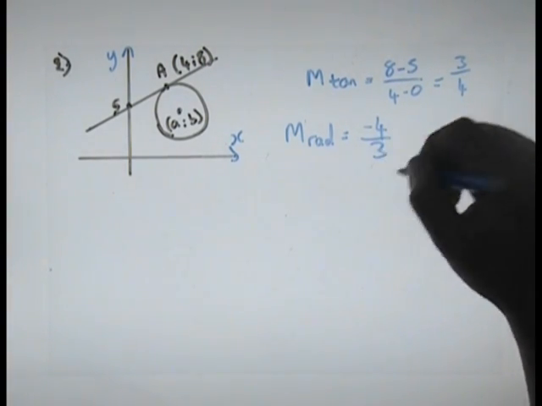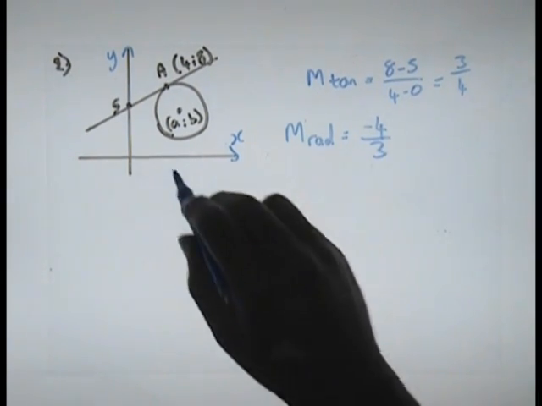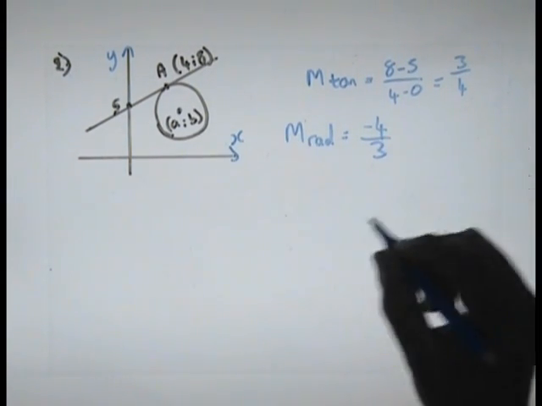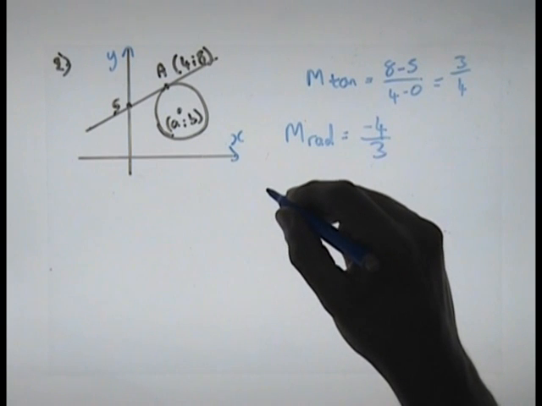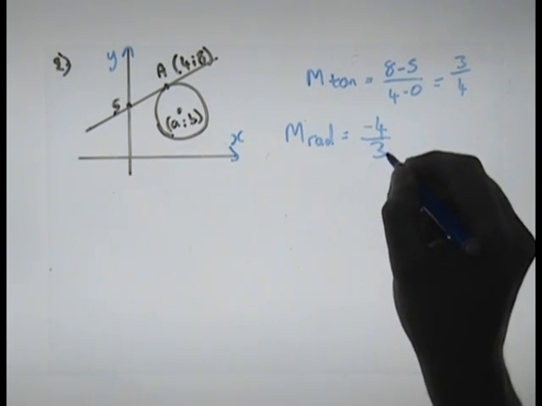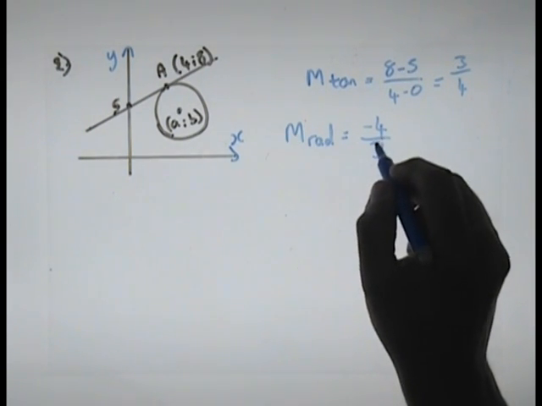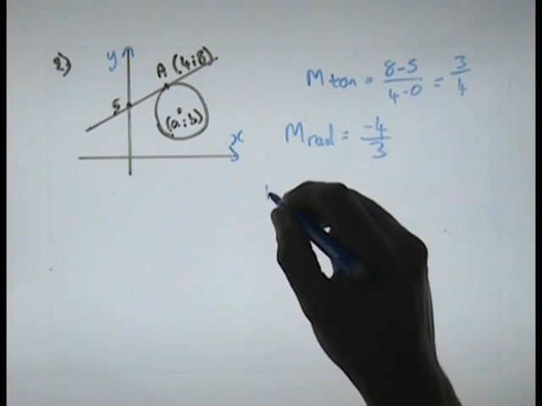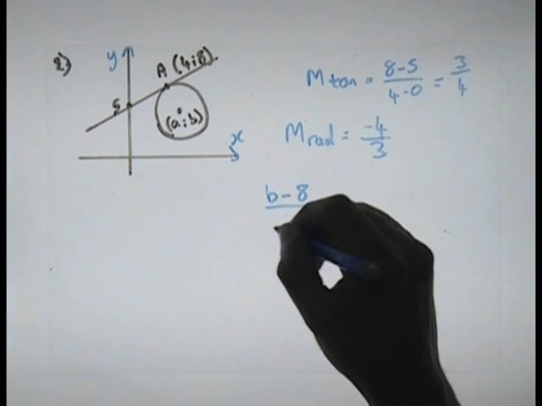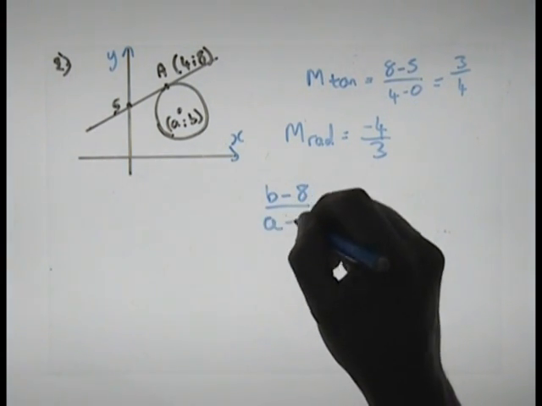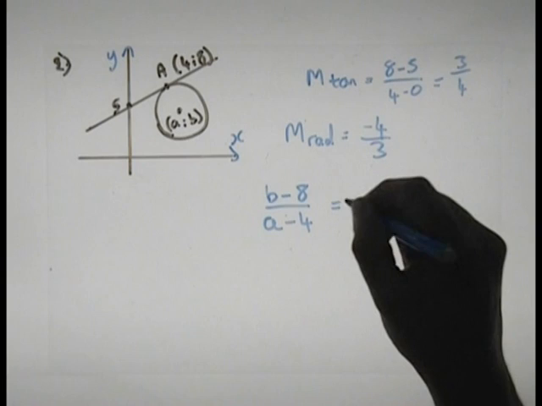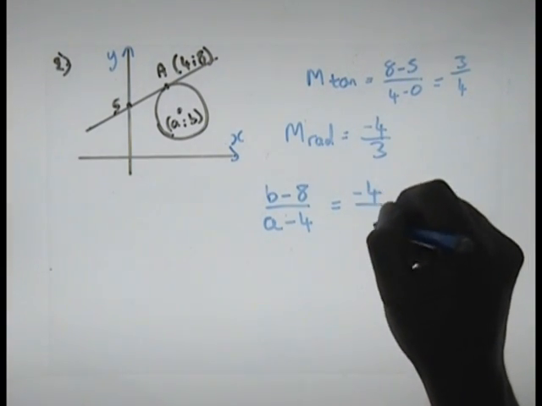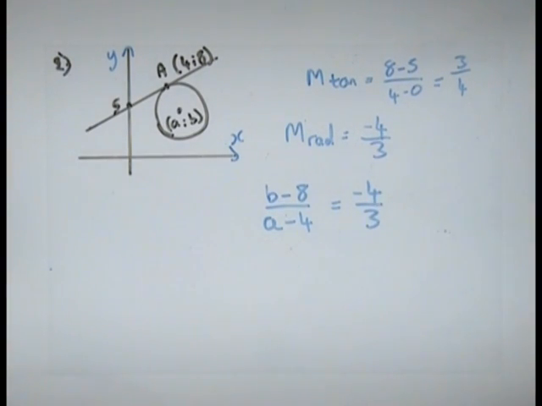Now, if that's the gradient of my radius, to calculate a and b, I'm going to say negative 4 over 3 is the gradient, and to get the gradient of the radius, we say (y2 minus y1) over (x2 minus x1) is equal to the gradient, which is negative 4 over 3.